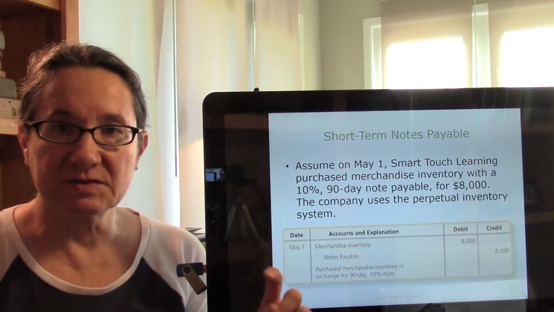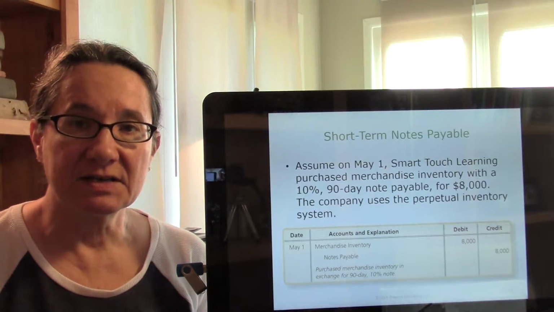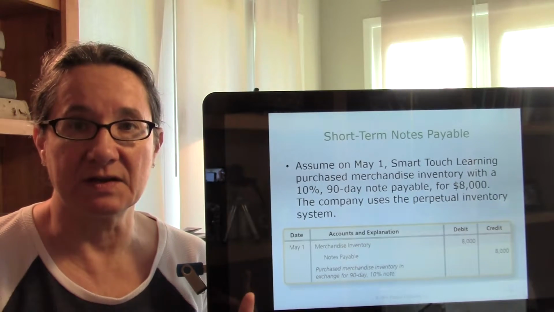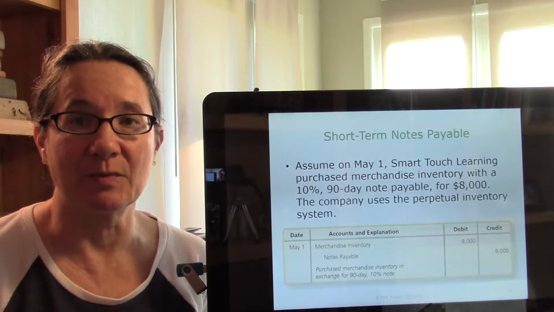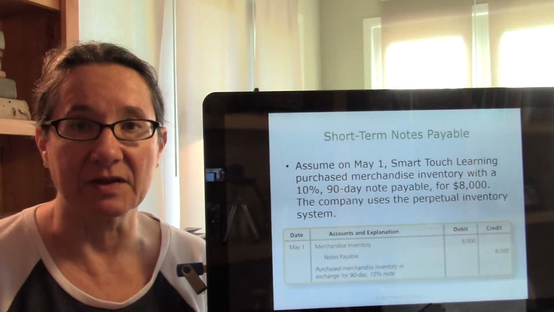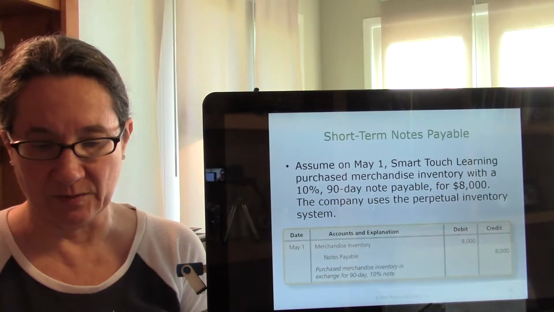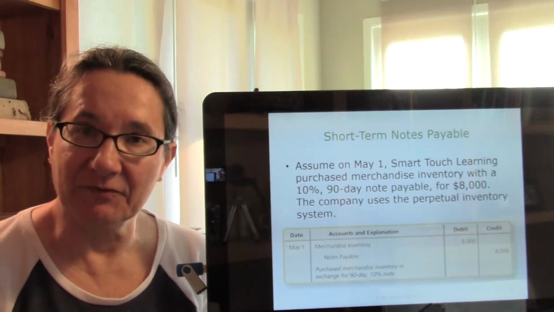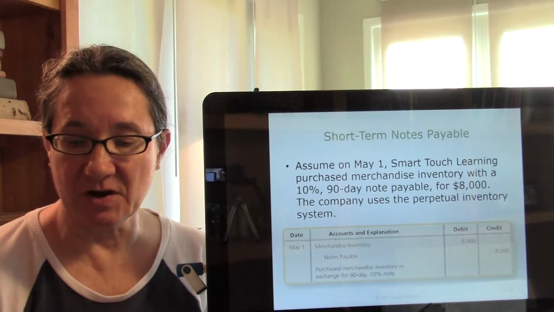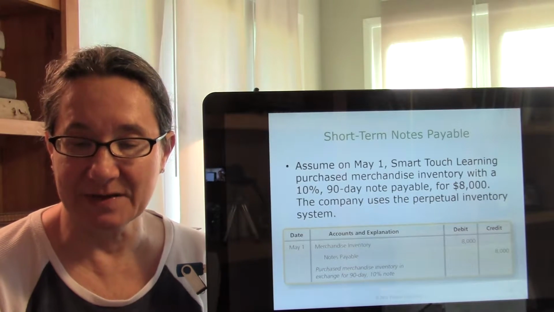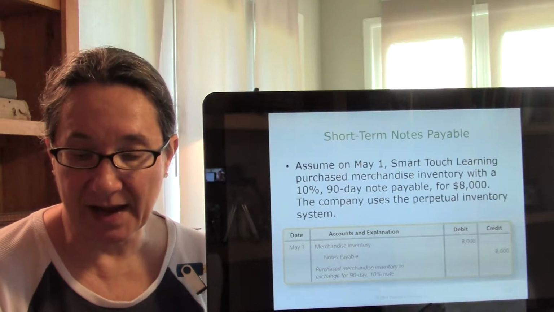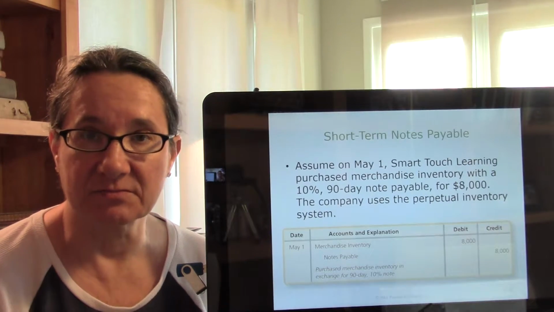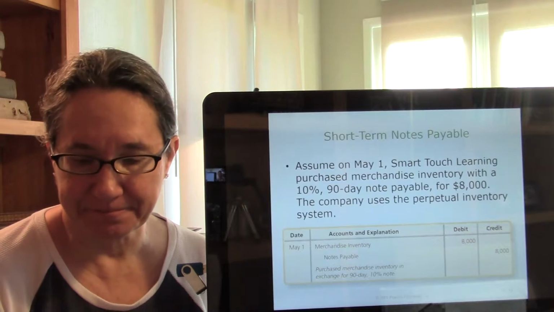Notes payable. So we've done notes payable before. The length of time they're going to be outstanding is what determines whether they're a short-term note payable, or in other words, a current liability, or a long-term note payable. Short-term notes payable are a common form of financing. A short-term note payable represents a written promise by the business to pay a debt, usually involving interest, within 1 year or less, right? The 1 year is what makes it current.